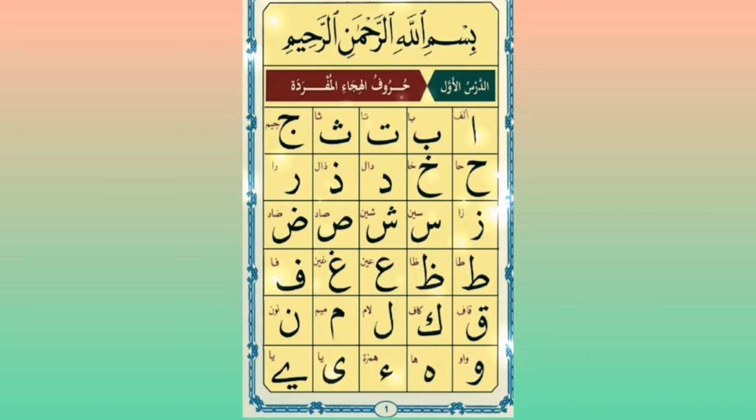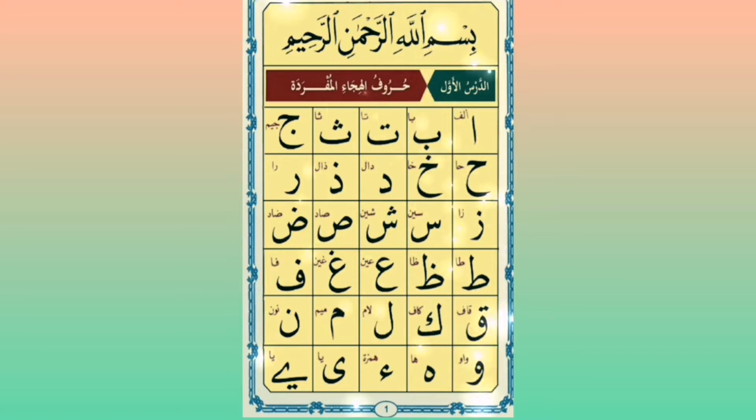Welcome to a new session of Qaaidah Nooraniyah. Last class we had studied the first lesson, a few letters. We had learned about the Basmallah. The green color box indicates the lesson's number. The red color box indicates the lesson's name or title. We had studied the letters from Alif to Jim. Now we will be moving to the next letters.